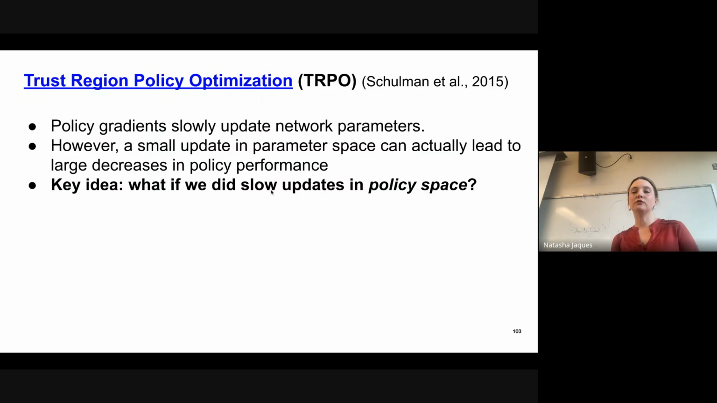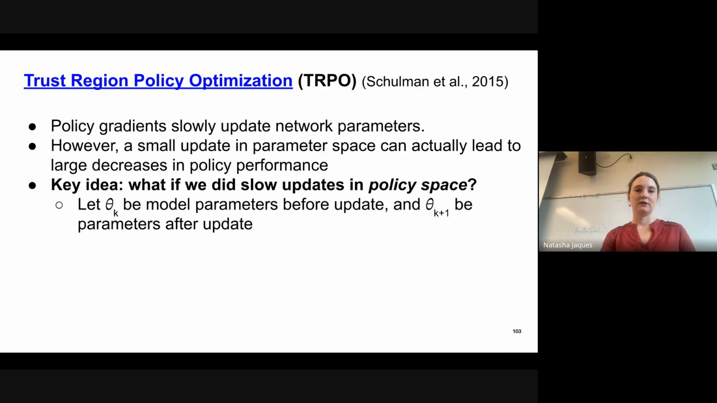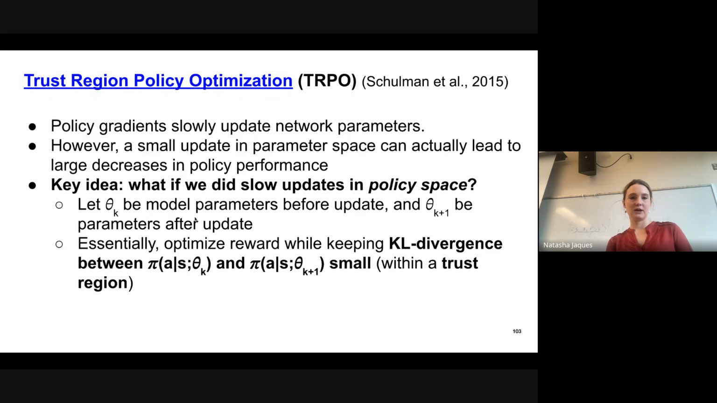So what if we want to do more slow updates in the policy space, in the actual probability distribution that we're outputting? So what that looks like is we're going to optimize the reward while keeping the KL divergence between our policy at iteration K, here's my parameters at an iteration, so whatever I'd learned so far, and my parameters after updating them, we're going to minimize the KL divergence between those two things. We're keeping it within what's called a trust region. That's why this is called trust region policy optimization.